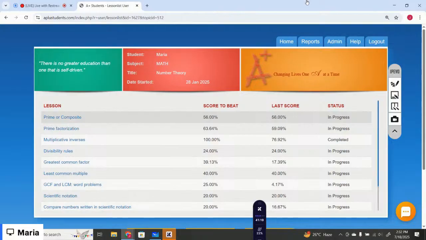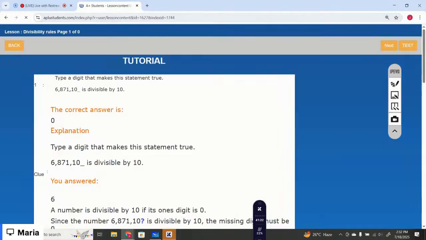The next lesson is divisibility rules. Let's just start with the lesson. Type a digit that makes this statement true: 6 is divisible by 10.